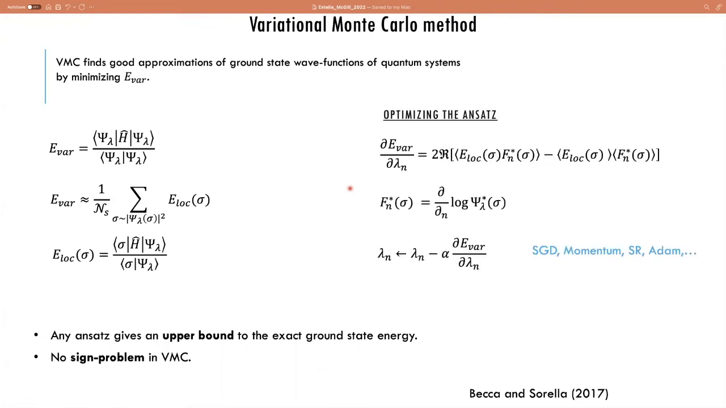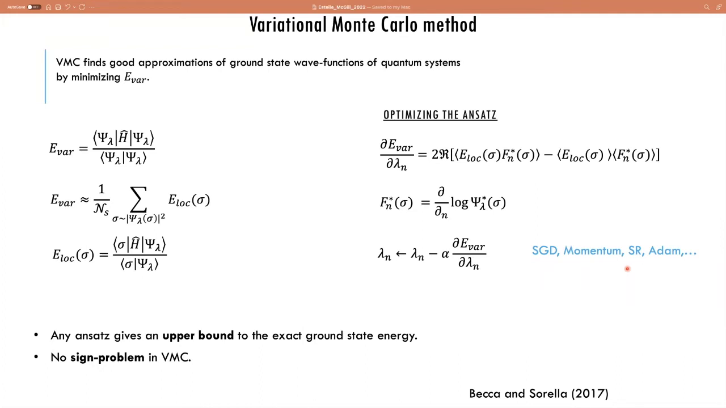And the way we optimize the ansatz, if you just take this formula and take the derivative, you have this exact formula for the gradients, and we just replace these quantum mechanical expectation values with, again, statistical expectation values, right? And we minimize each parameter in the ansatz with whatever flavor of optimizer you want, like stochastic gradient descent, momentum, stochastic reconfiguration. Usually stochastic reconfiguration is the way to go, because it takes into account the geometry of the ansatz you're looking at.